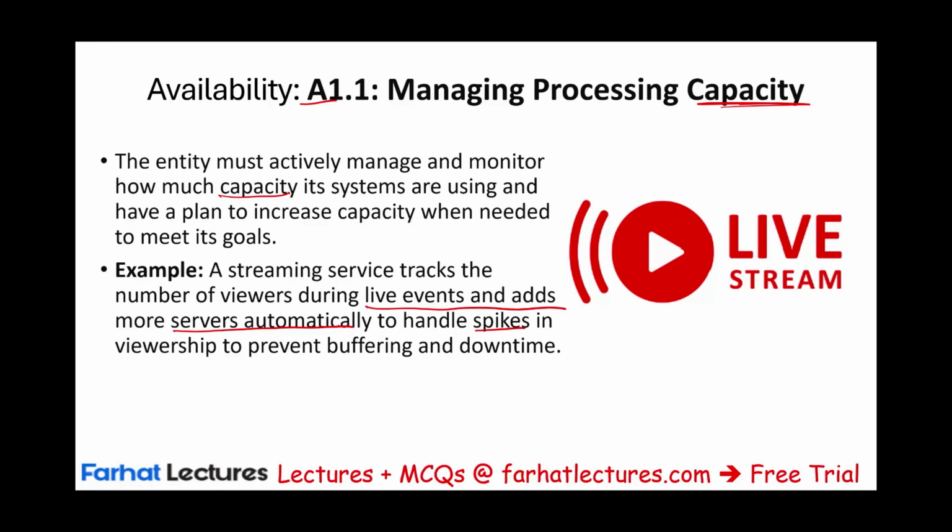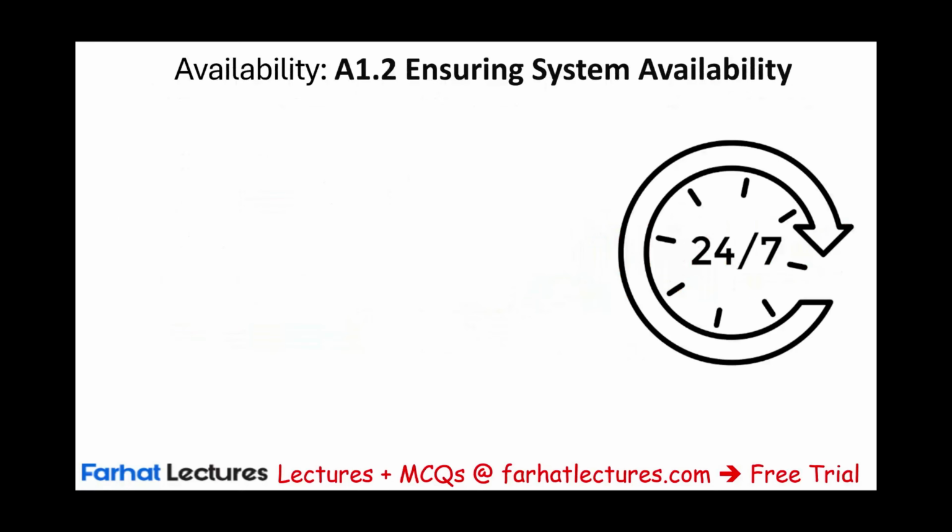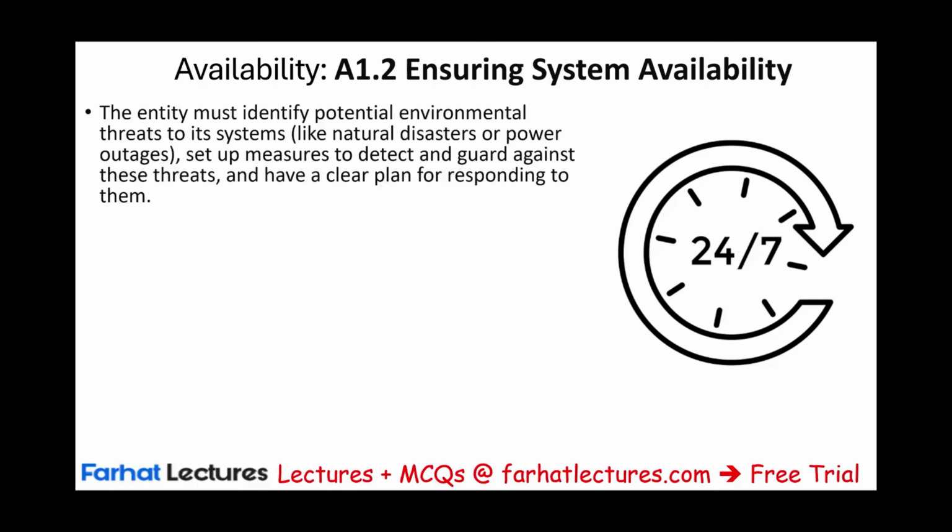So if you are conducting a SOC engagement where you need to test the capacity, the availability of the service, you want to take a look at their managing processing capacity. How do they manage spikes in their system? For example, this company automatically adds more servers when they have a live event. Another availability criteria is ensuring system availability. What does that mean? It means the entity must identify environmental threats to its systems like natural disasters, power outages, set up measures to detect and guard against these threats, and have a clear plan for responding to them.